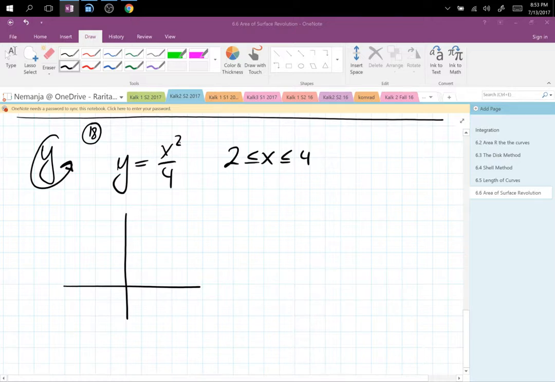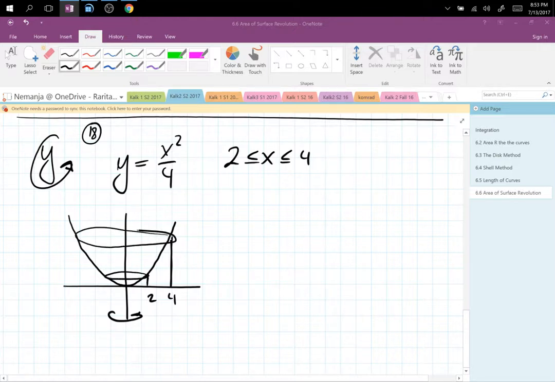So y equals x squared over 4. So that's just an x squared graph. It's going to be wider than usual. And we're talking 2 to 4. So I'll just say this is 2 to 4. That's the portion of the graph. I'm rotating on the y-axis. So that's how it looks. It is this portion of the function that is important, and that's the portion of the function which rotates.